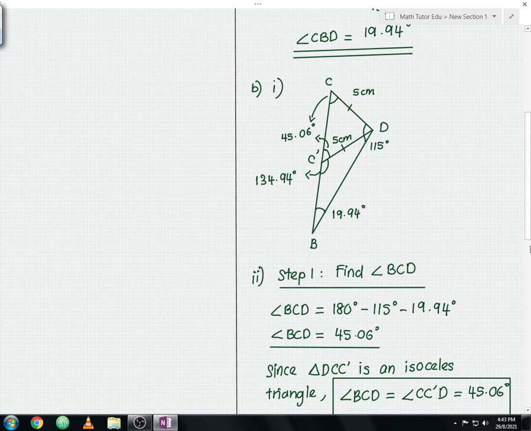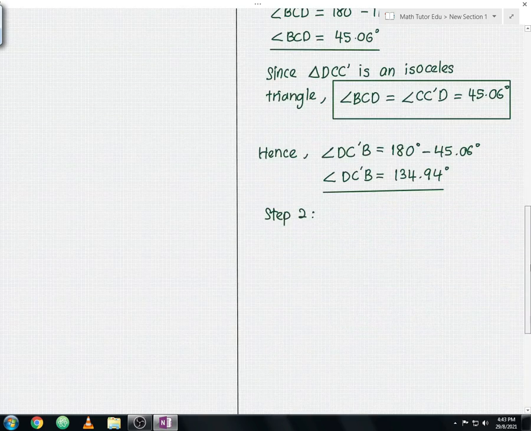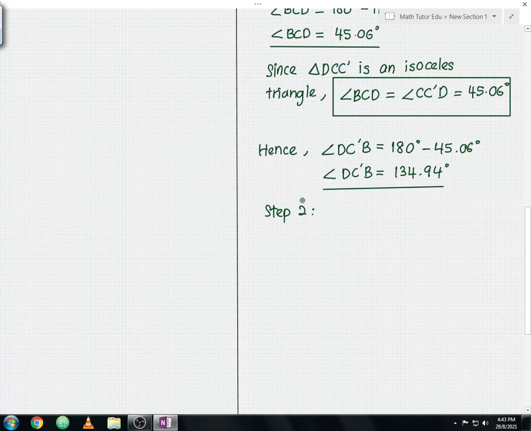In order to find the length BD, we're going to apply the sine rule. From here, the angle we have already found out is 134.94. This 5 centimeter is corresponding to this angle 19.94, but then this angle is corresponding to the straight line BD. So this length BD is considered unknown. This is the length we are going to find out using the sine rule. So from here let us write down our working.